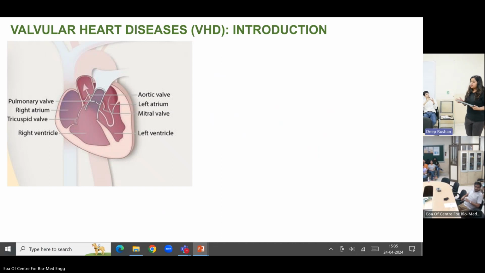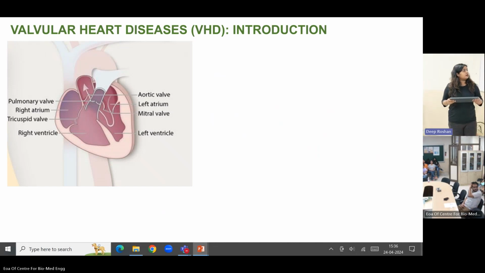The heart has four cardiac valves, out of which two are atrioventricular and two are semilunar. The atrioventricular valves direct blood flow from the top chambers to the bottom chambers, and the semilunar valves, which are the aortic and pulmonary valves, direct blood flow from the lower chambers, the ventricles, to outside the heart. The function of these valves is to direct and in fact regulate the intracardiac blood flow, and VHD is the degradation of these valves, which ultimately affects the blood flow.